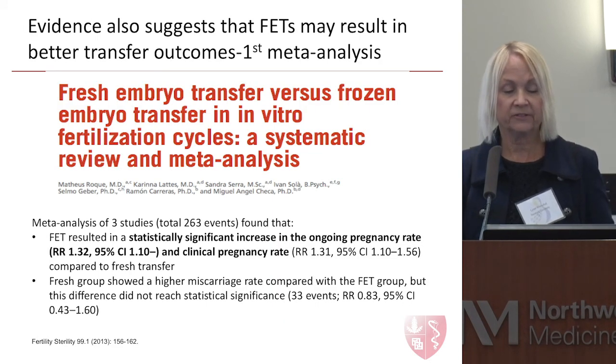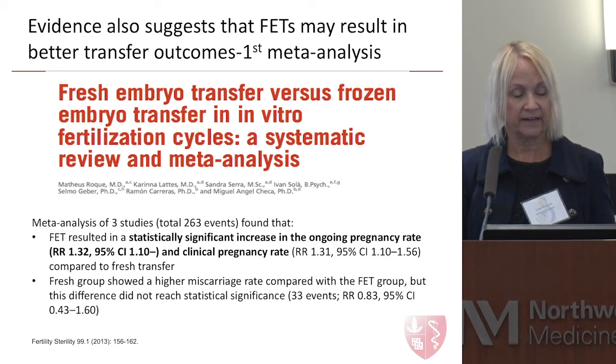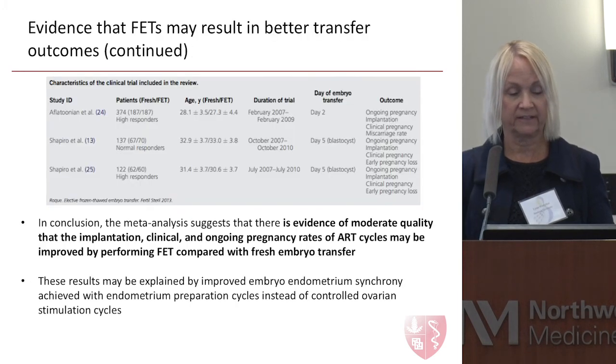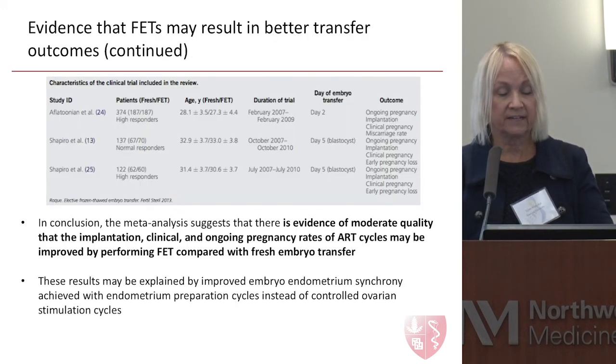So the very first meta-analysis looked at 3 studies and found that there was a significant increase in the ongoing pregnancy rate and clinical pregnancy rate in the frozen transfers compared to fresh transfers. And the fresh group also showed a higher miscarriage rate, but this difference did not reach statistical significance. So these were the 3 studies.